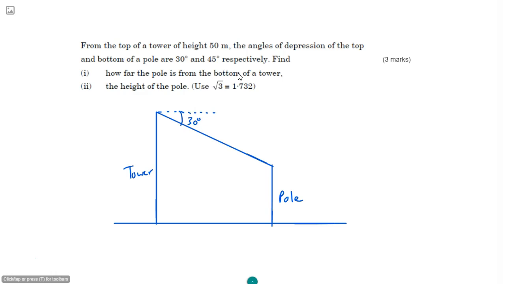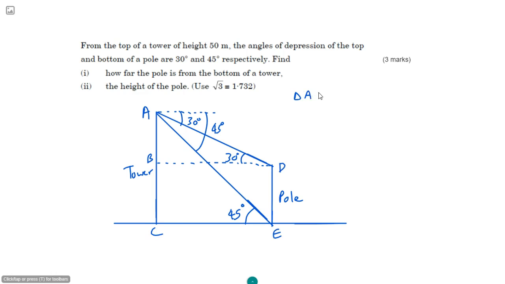From the top of the tower, the angle of depression of the top of the pole is 30 and the angle of depression of the bottom of the pole is 45. So this angle here is going to be 45. Let us draw a horizontal here. This angle is going to be 30 degrees and this will be 45 degrees, right? Now let's frame the equations. Let's call this A, B, C, D and E.